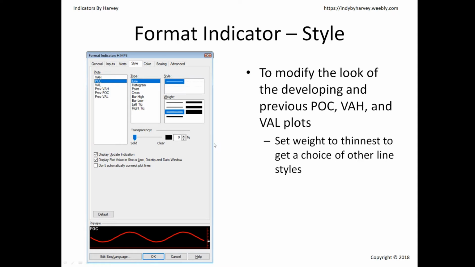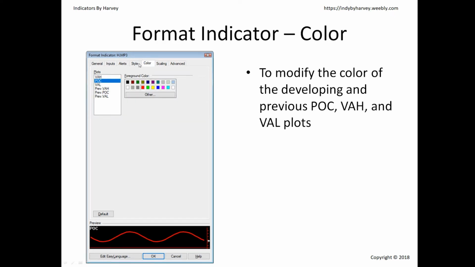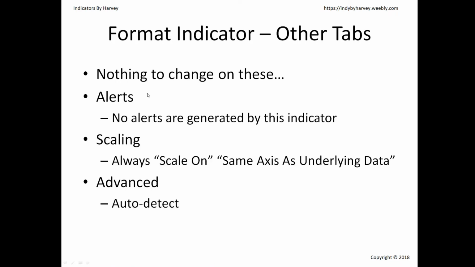In the Style tab, we've jumped over alerts because there's nothing there to put. In the Style tab is where you define how you want the value area high, POC, value area low, and the previous value area high, POC, and value area low plots to look. Remember, if you choose to show them and have them plotted, you would choose the style and the weight. If you want something other than a solid line, you must move weight to be a thin line, and then you have the additional choices. Color tab is where you would set the color of those plots. As I said, there's nothing to change on alerts, scaling, or the advanced tab.